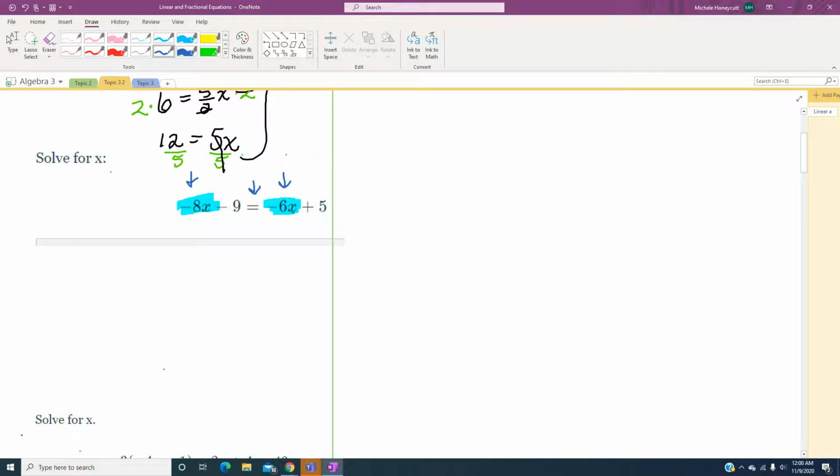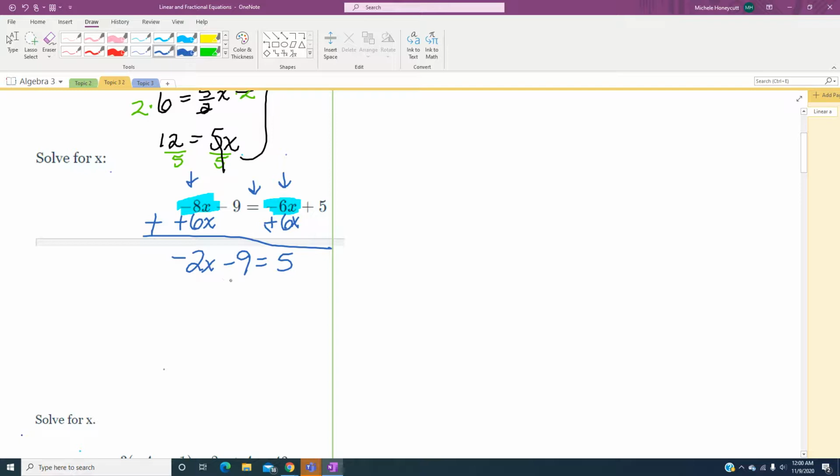So to move the negative 6x, I need to take the opposite of negative 6x, which is positive 6x. And I'm going to add 6x to both sides of the equation to keep the equation balanced, because notice whatever I do to one side of the equation, I need to do to the other. Keep that equation balanced, only add to the like terms. Negative 8x plus 6x is negative 2x. Bring down the minus 9. Bring down your equal sign and bring down your 5. And now I can go about solving my problem.